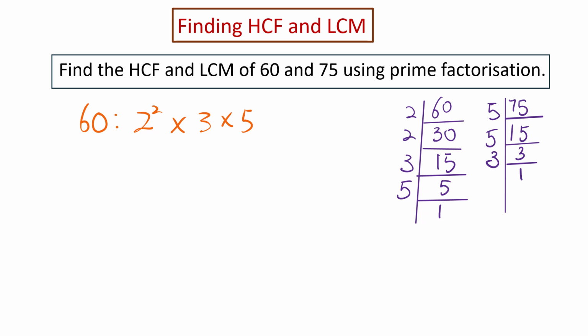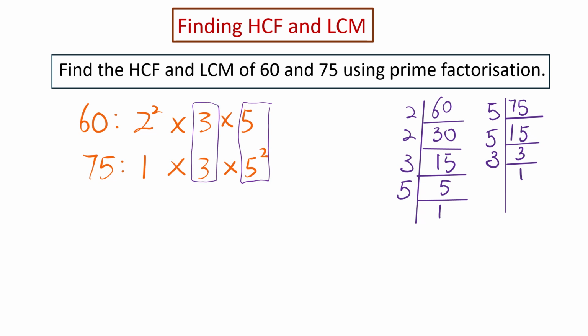So 2 times 2 times 3 times 5 can be written as 2 squared times 3 times 5 for the number 60. For the number 75, it's 3 times 5 squared. So we have to arrange it properly. The numbers with the same base, this is base 5, you put in the same column. This one is base 3, same column. If you look at 75, it's just 3 times 5 squared, so it does not have a base 2. So what do you do? You just replace it with the number 1.